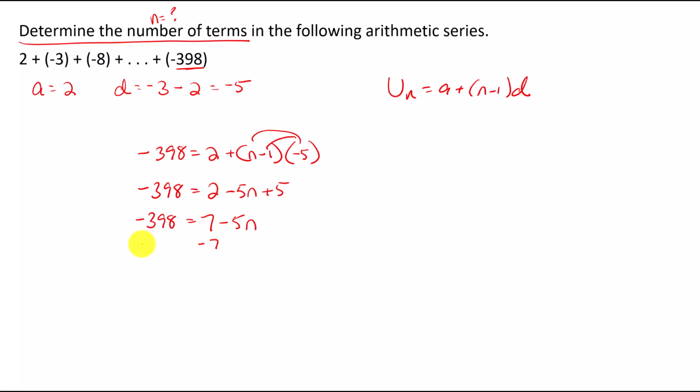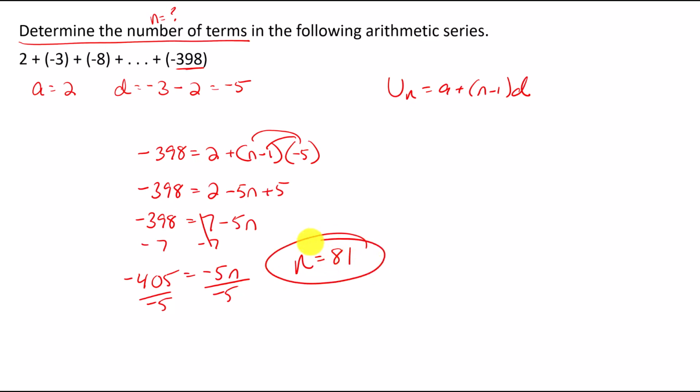Let's move our 7. So we're going to have -5n on this side, and when we do -398 minus 7, we're going to get -405. And then we divide by the -5. So n in this case is going to be 81. And it took 81 terms to get to -398.